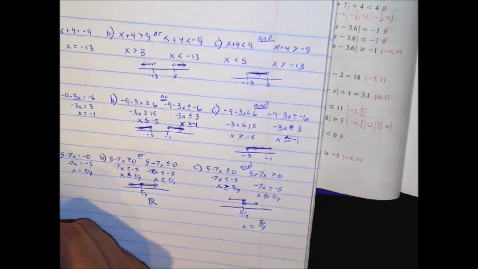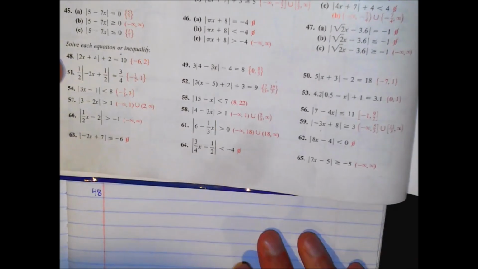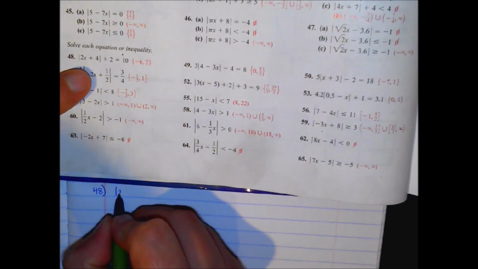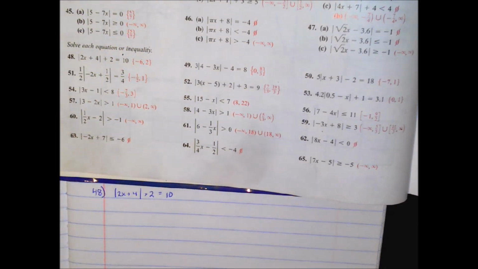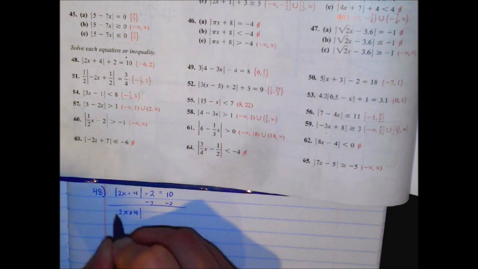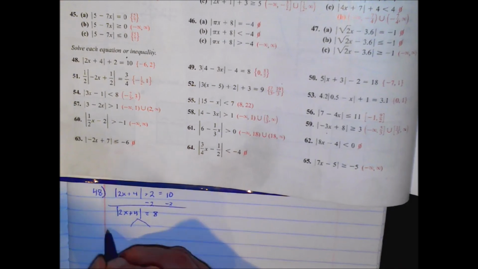48. Okay, so we want to solve this. Okay, I think I forgot to do this in the notes. I got to remember to put that in here. Okay, so the first thing we want to do is get our absolute value by itself. So to do that, before I set up the two equations, I'm going to do this. Okay, now I have absolute value by itself. So now I can set up my two equations. 2x plus 4 equals 8, and 2x plus 4 equals negative 8.